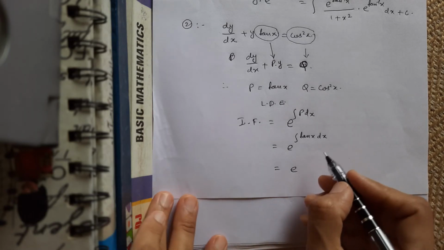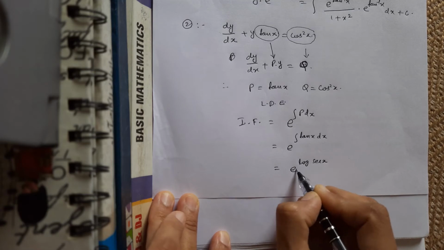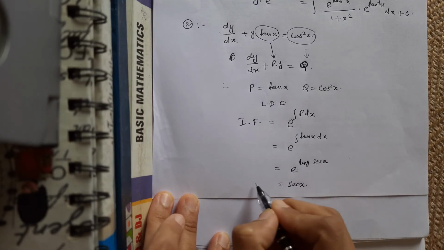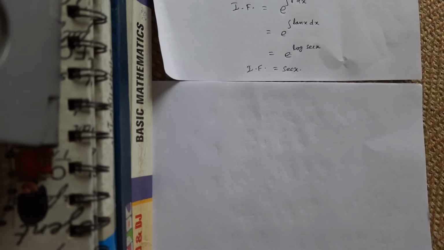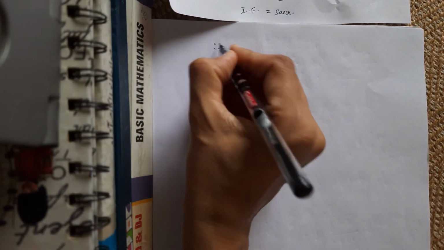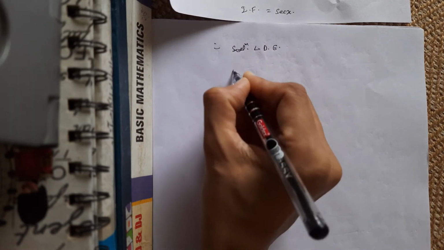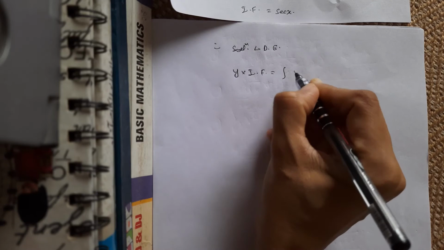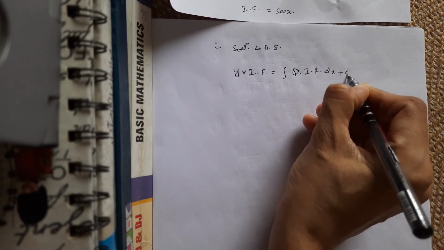What is the integration of tan x? Yes, log of sec x. Now e and log cancel each other and I will get simply sec x here. So the IF is sec x, and therefore the solution of the given LDE is y multiplied by IF equal to integration Q multiplied by IF dx plus C.